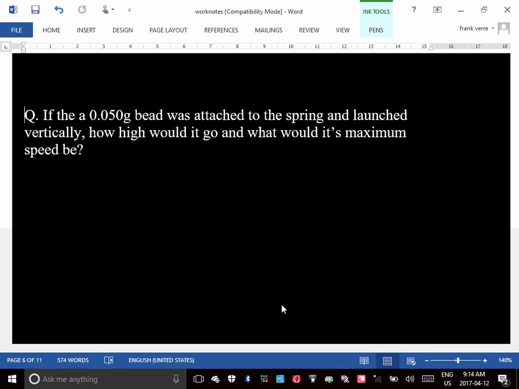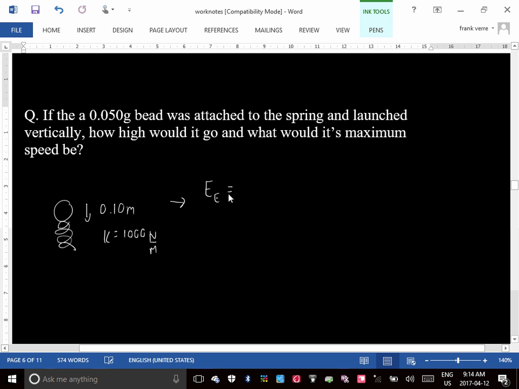Okay, so let's look at this scenario. We're going to use the exact same spring and the exact same compression. So we already know how much energy is in the spring. We worked out how many joules it was in the previous question. So we have a spring that's compressed, and there's a bead on it, and the amount of compression was 0.10 meters, and the K value was 1,000 newtons per meter. And we worked out the energy. Maybe we should use EE for energy of an elastic body, or you can use ES for spring. Whatever you want to use. Just make sure you use the right equation though.